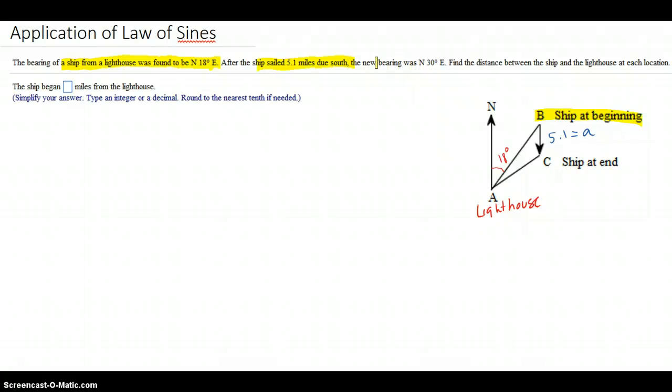Finally, we know that this new bearing was north 30 degrees east. So if I choose a new color, say green, this bearing means you draw a vertical line from the lighthouse going all the way over. We know that's 30 degrees. So to find angle A, we take 30 minus 18 degrees, which is 12 degrees. So that is angle A.